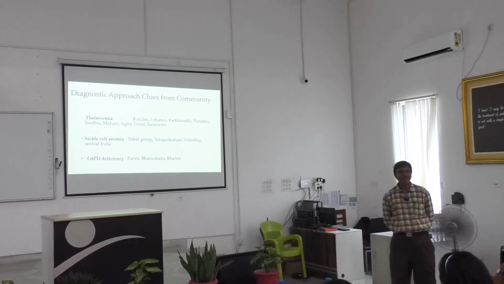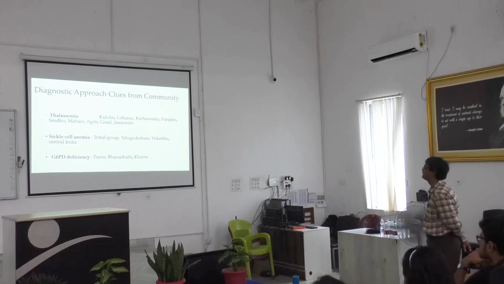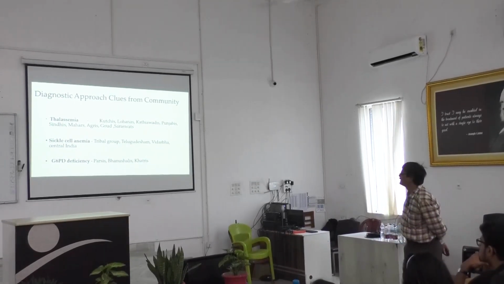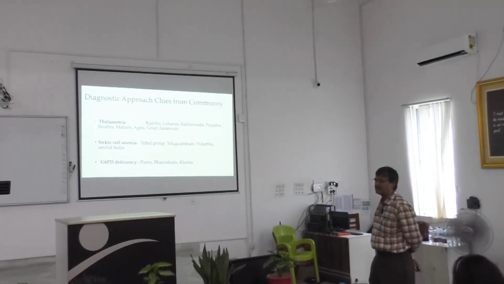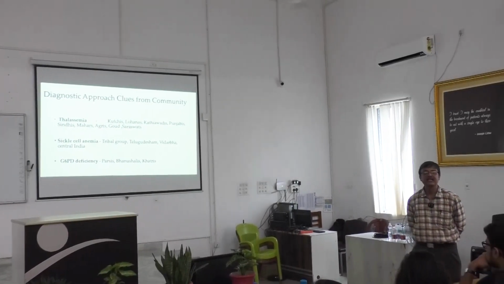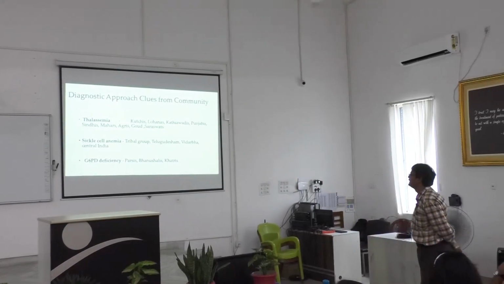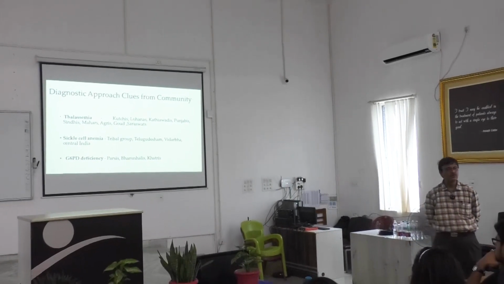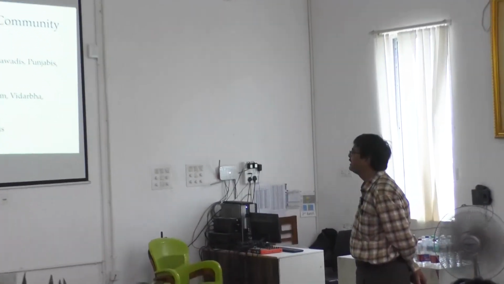Community or geographic localization, where they are coming from. So, this is Kutchi Lohanas, this is in Gujarat actually, Kathiawar, then Punjab, their thalassemia is more common in Punjab. HBD is more common in Punjab, HBE is more common in West Bengal, like this. Sickle cell again in the tribal groups, in Odisha, Jharkhand, there it is more common. G6PD again in the same way, Parsis, Bhansalis. So, these are the different communities who suffer from this disease much more.